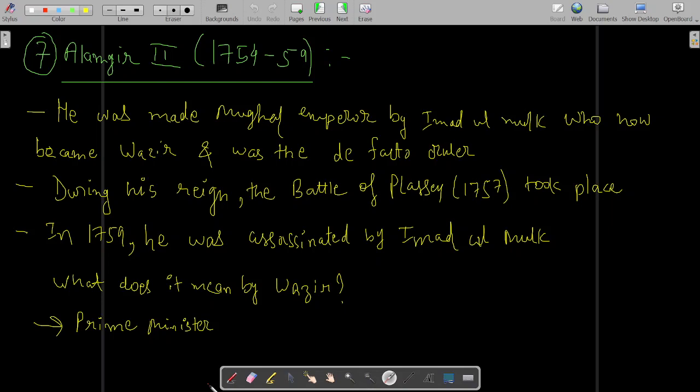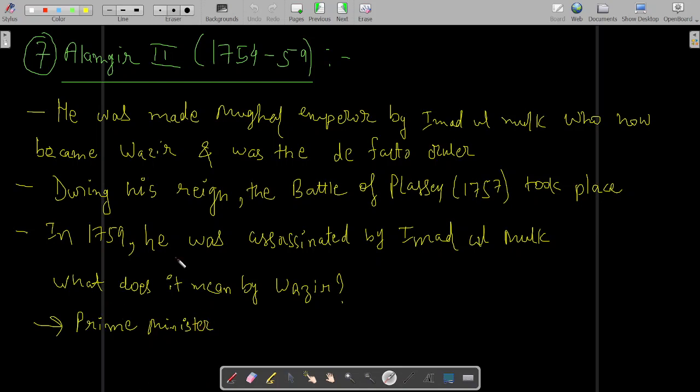In fact, a bureaucrat can never speak the truth, because you will have to work under the government one day, right? After you go into the service, you will work under the government only. So talking against the same government under which you are going to work will not suit you. So you should take the favor of the government only. You should never speak something against the government after 2014. Okay. So what does it mean by Wazir?